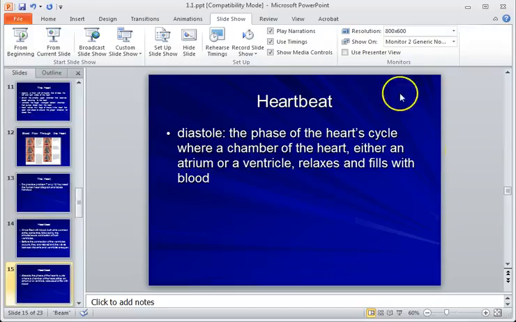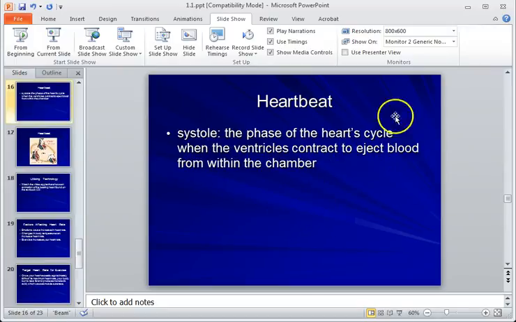There are names for these cycles. One of the phases of the heart cycle, when it's relaxing, is called diastole. Okay? When we get into blood pressure later on, we'll talk about diastolic blood pressure. The other stage of the heart cycle is called systole, and that's when blood is ejected out of the heart. That's when the ventricles contract and they force the blood out through the arteries, either the aorta or the pulmonary arteries.